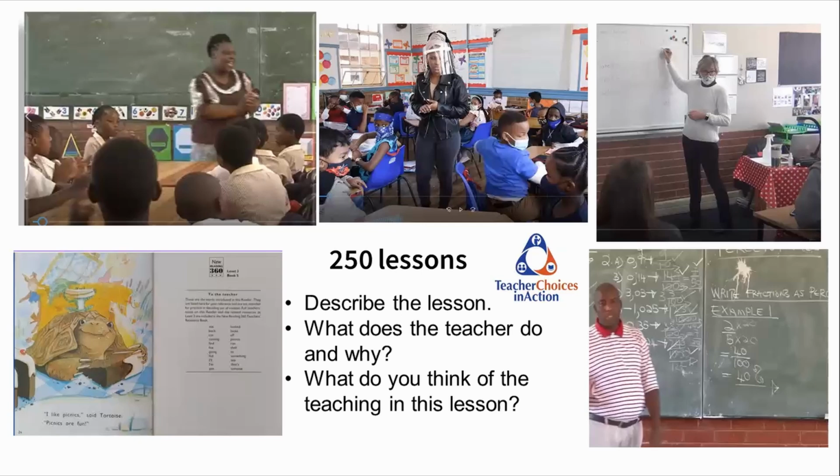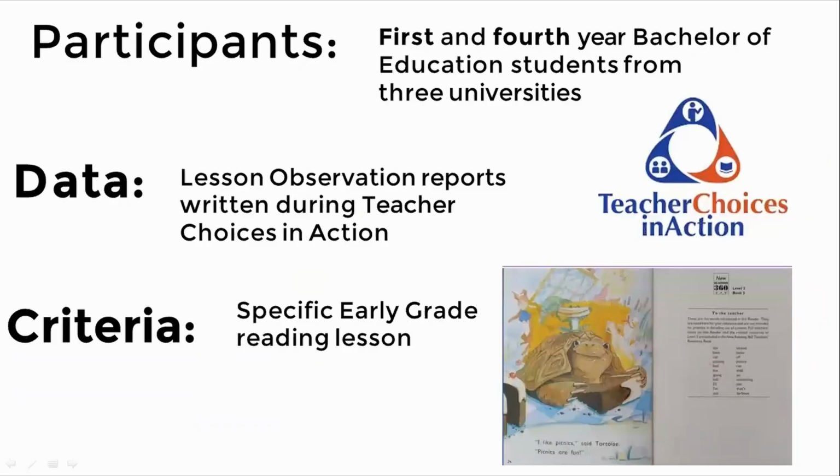And those reports that are written about the lesson are called lesson observation reports. And those are integral to my study because that's where the data came from: those lesson observation reports that students wrote about these recorded lessons. Now, just to go back, the participants were self-selecting in that I knew I needed a cohort of first year students from the 3 universities, and I knew I needed a cohort of the 4th years from the 3 universities, but I selected a specific lesson.